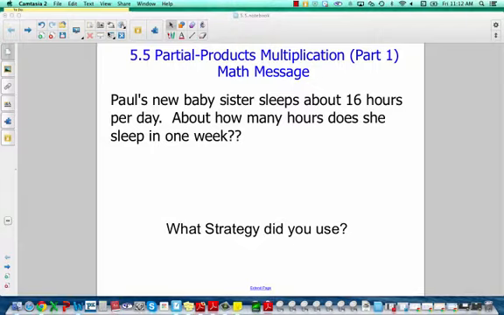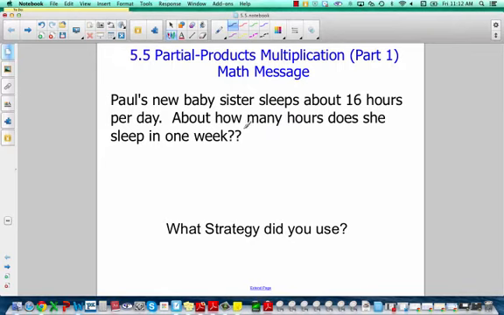So Paula's new baby sister sleeps about 16 hours per day. About how many hours does she sleep in 1 week? Well, remember that 1 week is actually 7 days. So you're trying to figure out if she sleeps 16 hours per day, how many total hours is she going to sleep in 7 days? Solve this problem on your whiteboard and then come take a look with Miss Becker on the strategy that you used.